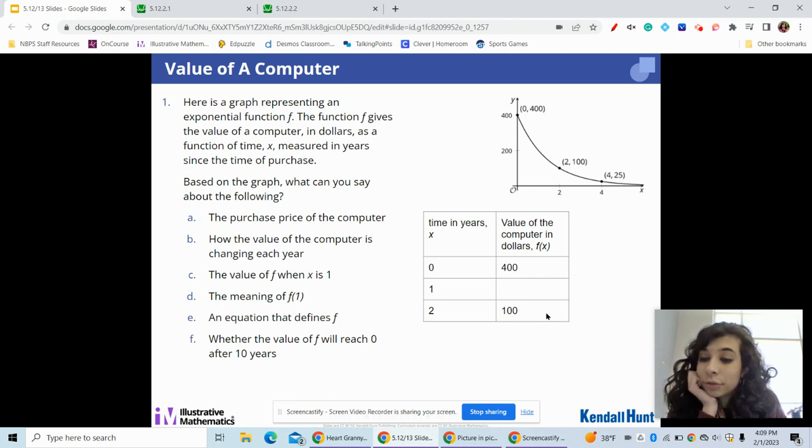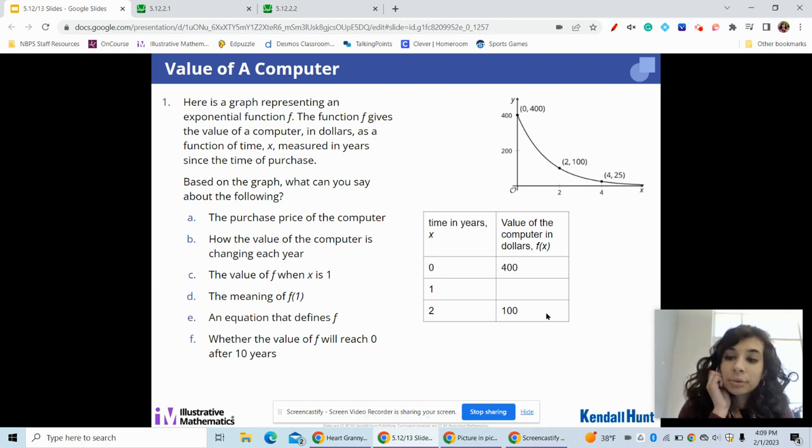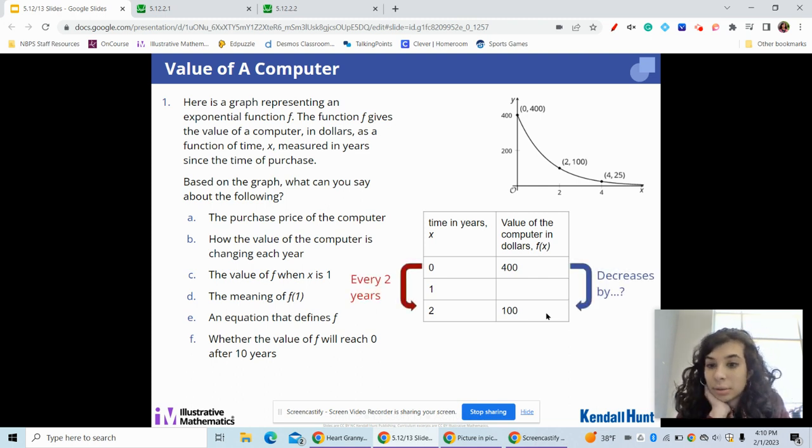This is a little tricky. This is the first time we've had a value that's not constant, right? We used to go from 0 to 1 to 2, but they only gave you your initial value and your value after 2 years. And so the question is, what is the value after 1 year? What is my decay factor here? Every 2 years it decreases by a factor of what? We can tell it is a factor of 1/4 if I divide the 100 by 400. So I know that every 2 years it's decaying by 1/4.